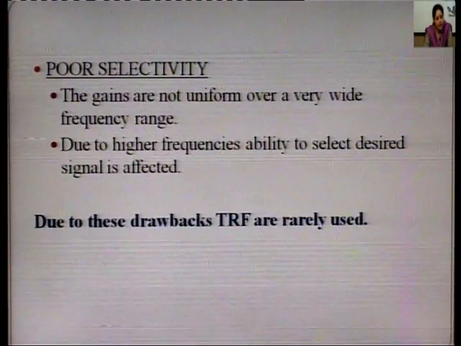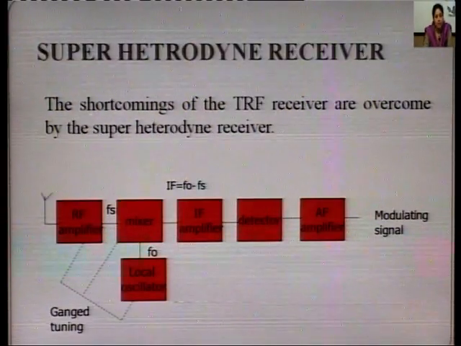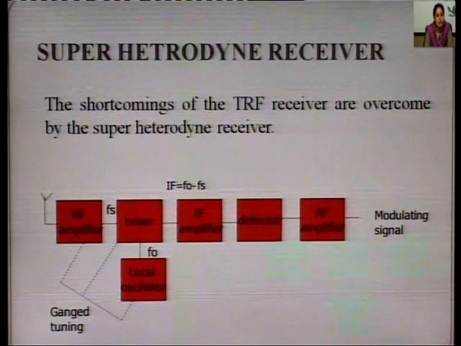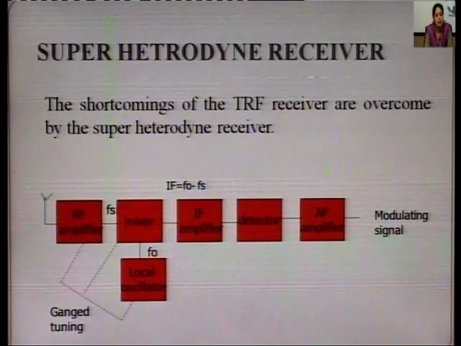So due to these drawbacks, tuned radio frequency receivers are rarely used, and these drawbacks are overcome in the next receiver, the superheterodyne receiver. The shortcomings of TRF receivers are overcome in the superheterodyne receiver. How are these overcome?